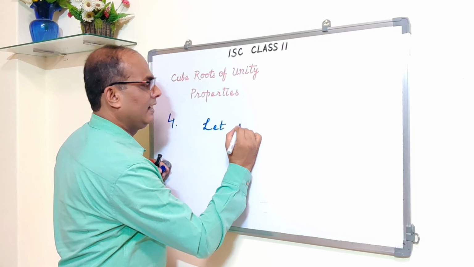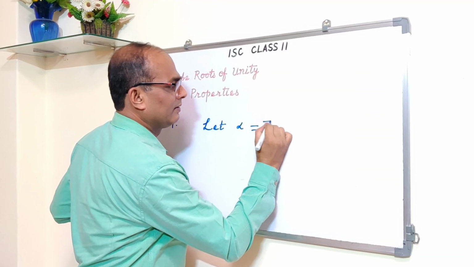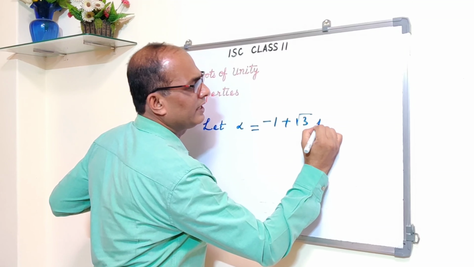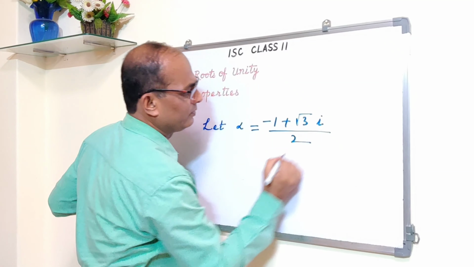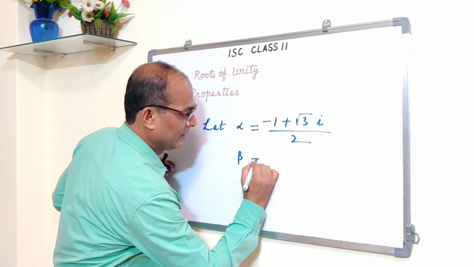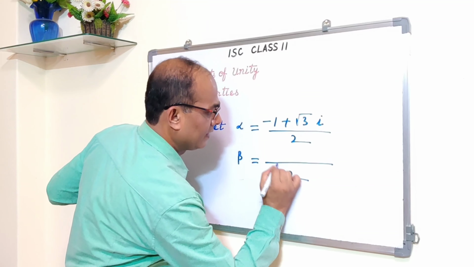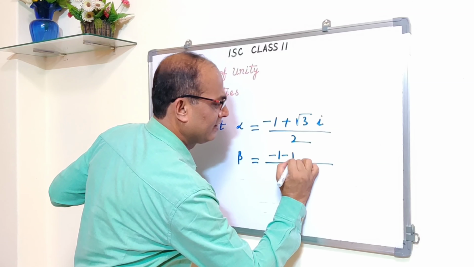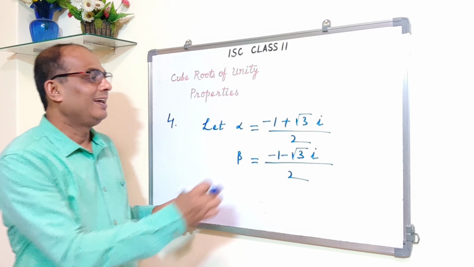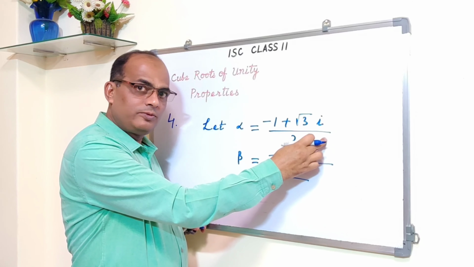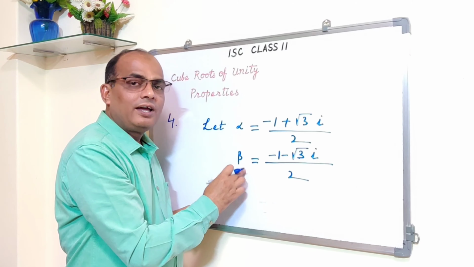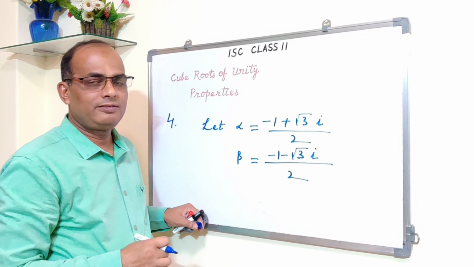Let alpha is equal to minus 1 plus root 3i whole divided by 2, and beta is equal to minus 1 minus root 3i whole divided by 2. This is one complex cube root of unity. This is the other complex cube root of unity. This we are calling alpha, this we are calling beta. We have to show that alpha and beta are the reciprocal of each other.